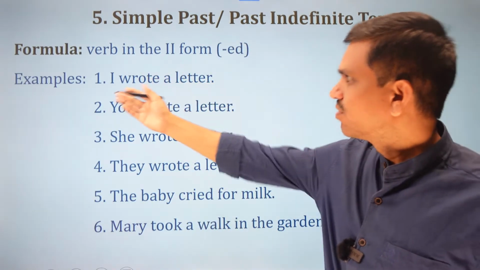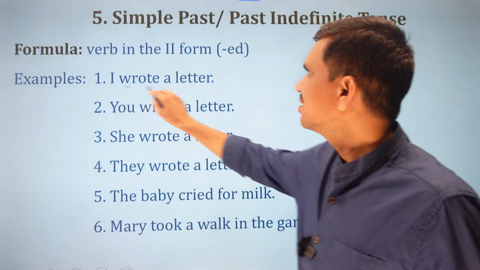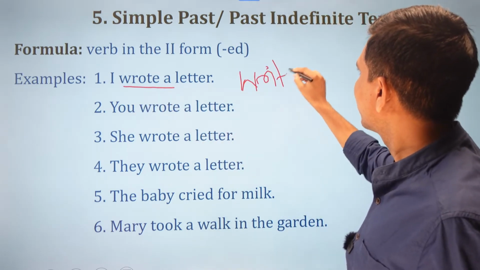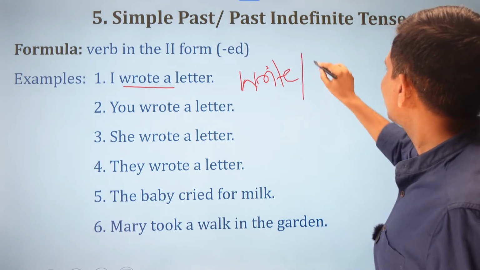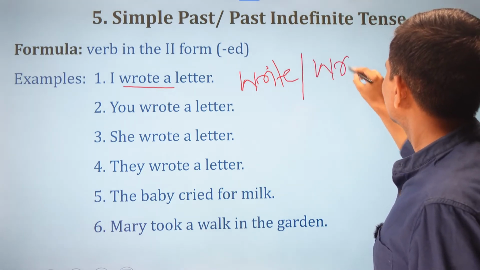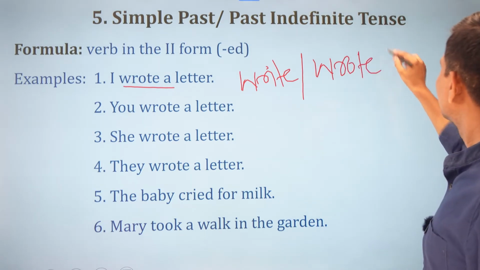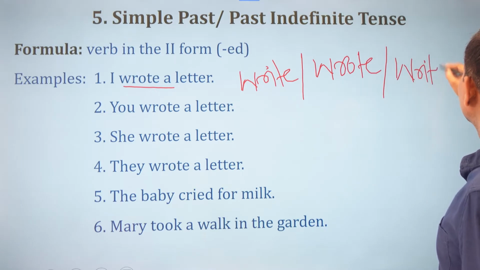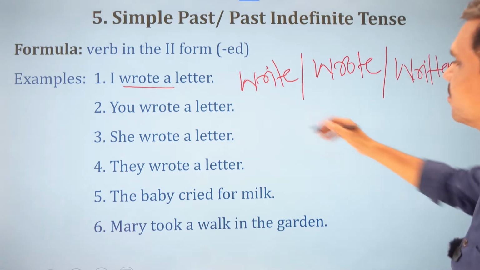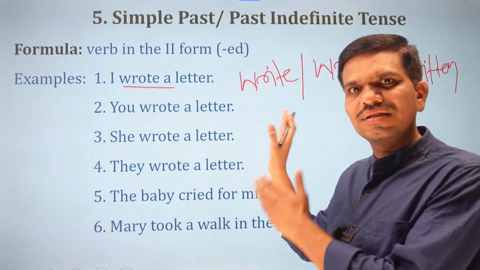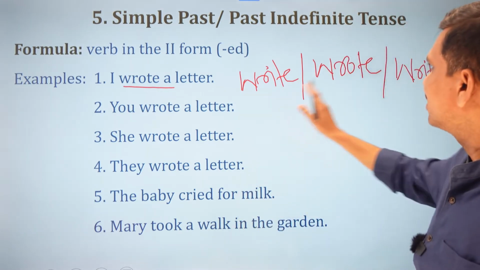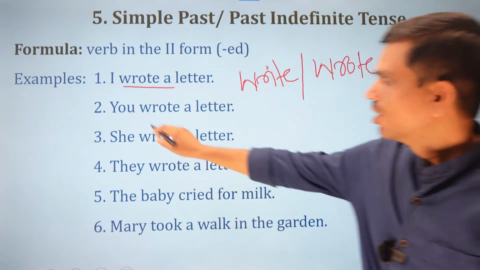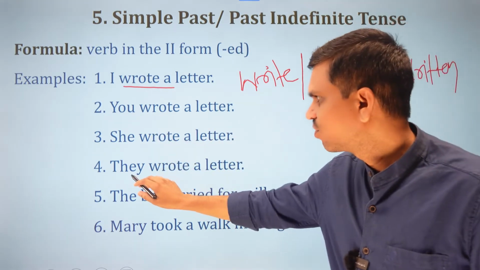Here you see, first example, I wrote a letter. This is the second form. What is the first form? Write. Okay. Second form, wrote. And third form, written. Actually this is an irregular verb, and hence you have write, wrote, written, three forms of the same base verb. Second, you wrote a letter. Third, she wrote a letter. Fourth, they wrote a letter.